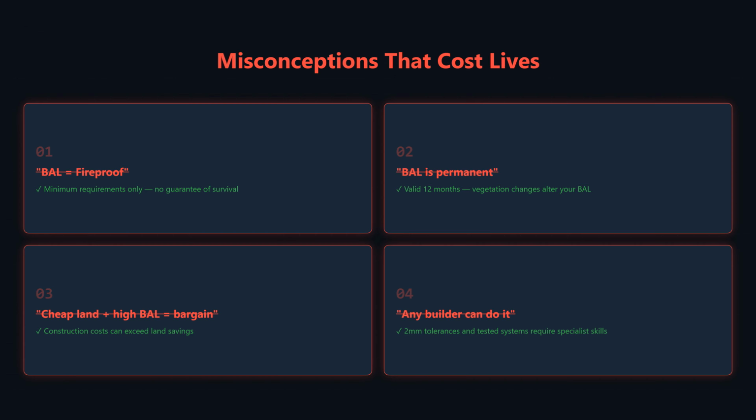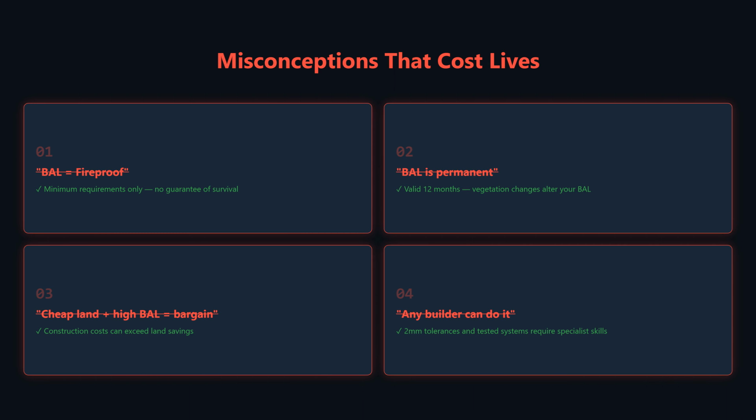Number 2. Your BAL rating is not permanent. Changes to vegetation, whether yours or your neighbor's, can alter your BAL. Certificates are only valid for 12 months. A reassessment can potentially lower your rating.